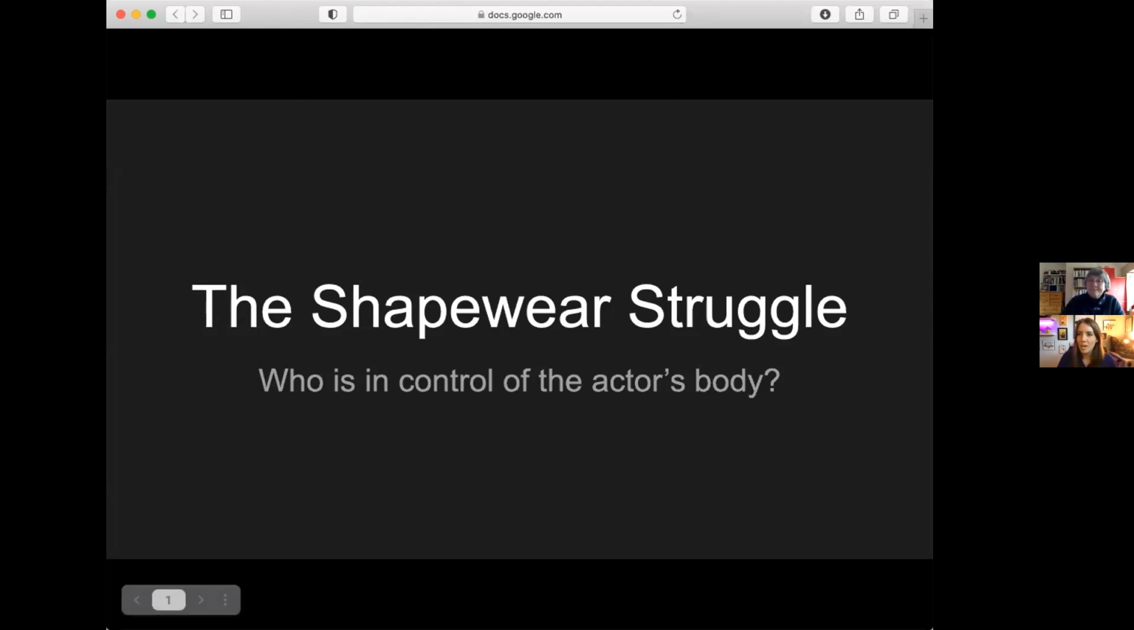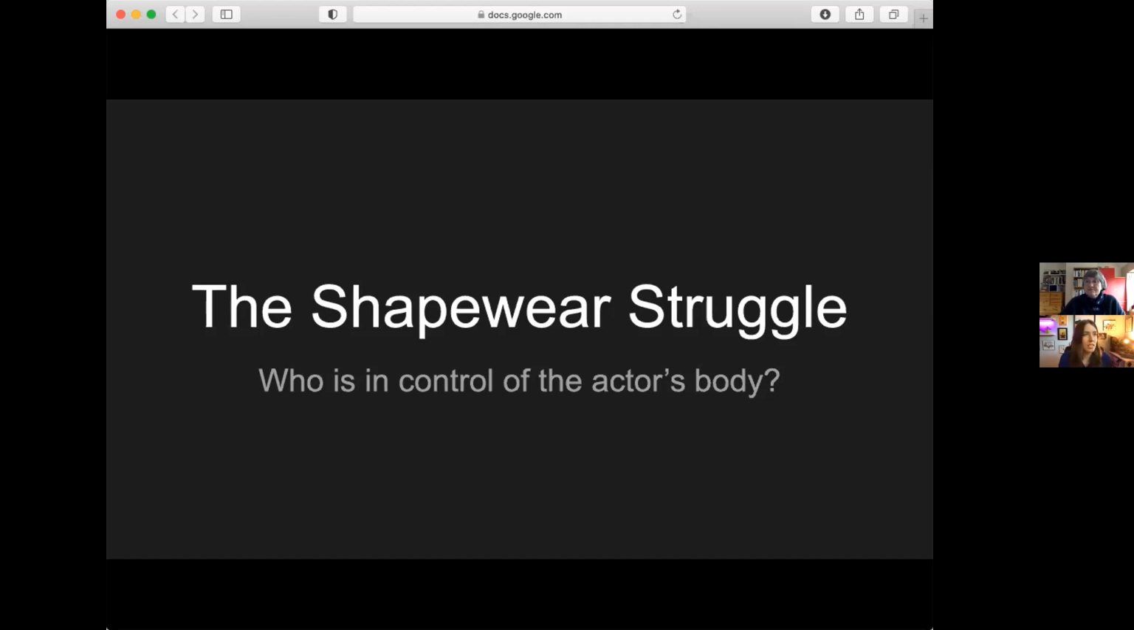Yeah, so my presentation and paper mostly focuses on the use of shapewear within theatrical costume design and how that can be a conversation and a collaboration with the actor rather than something that's dictated by the costume designer. So the decisions made by costume designers really shape how audiences perceive characters visually.